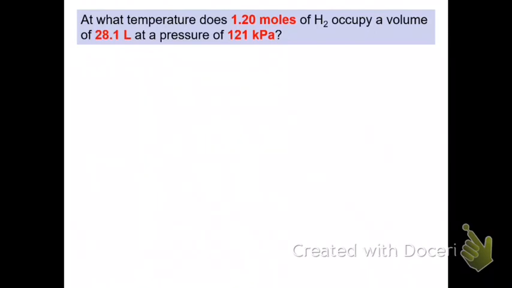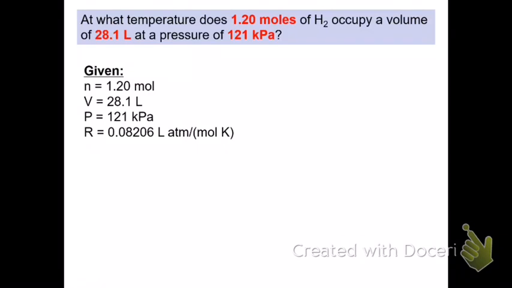All right, so one more example regarding ideal gas law. At what temperature does 1.20 moles of hydrogen gas occupy a volume of 28.1 liters at a pressure of 121 kilopascals? All right, so we're given the number of moles, the volume, the pressure, and we know the ideal gas constant, and we have to find the temperature in kelvins.